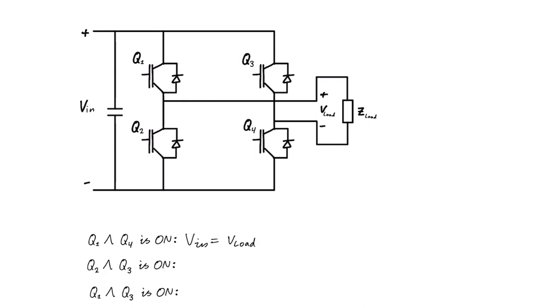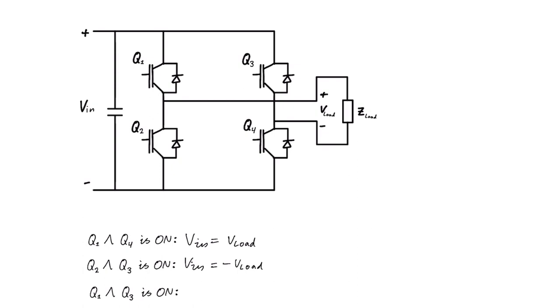And when Q3 and Q2 is on, it's the opposite. So the flow will go from the positive side on the left side to the minus side. And here we go from the positive side to the minus, right? So that means that V in equals minus V load.